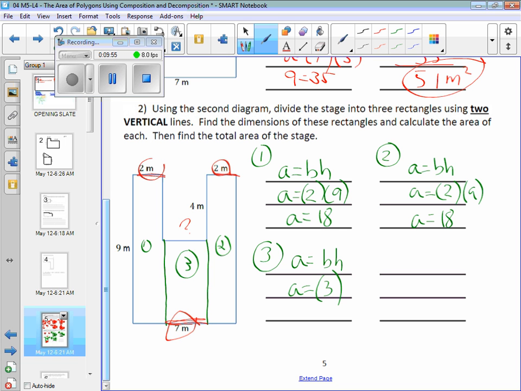Kind of defer to what you did back in diagram 1. Remember what you got? We see that it's 5, 4 is here. From here to here, it's got to be this plus this to make 9. So it's 5. 18 plus 18 plus 15. Do it. It works. 51 meters squared. We get the same thing. Vertical answer.